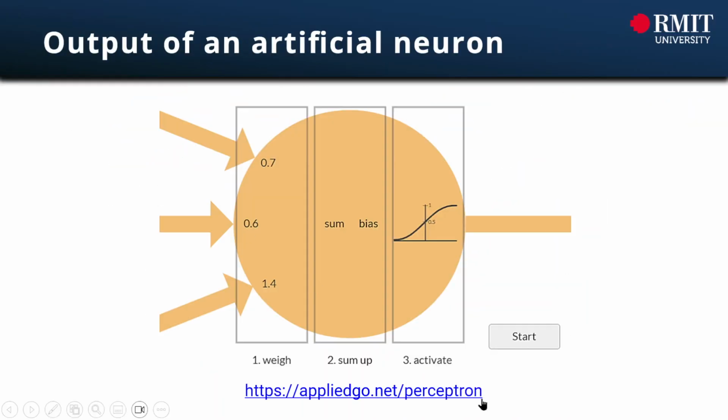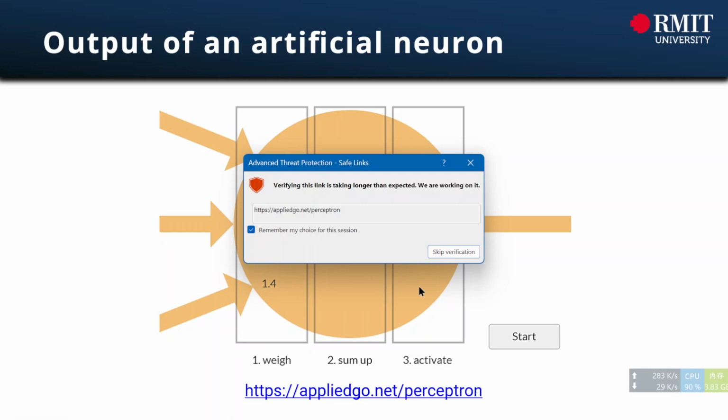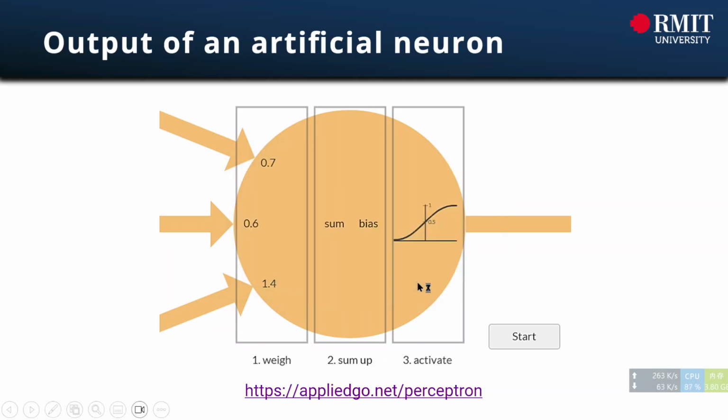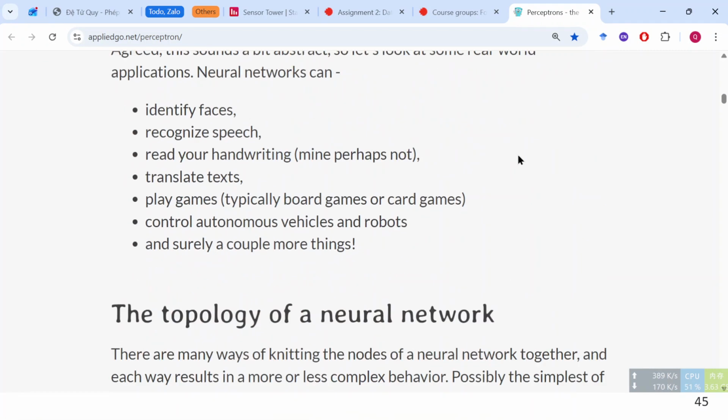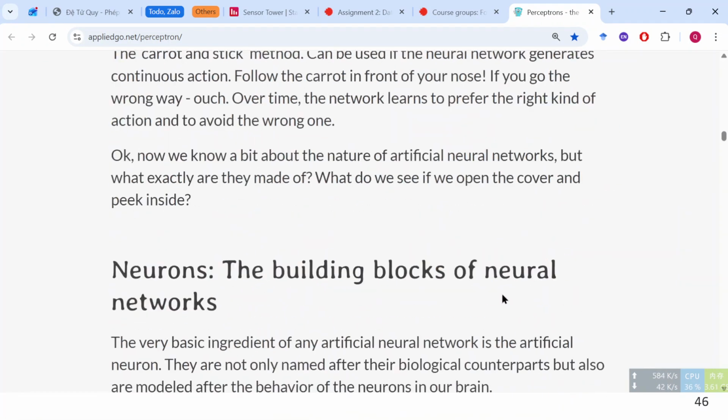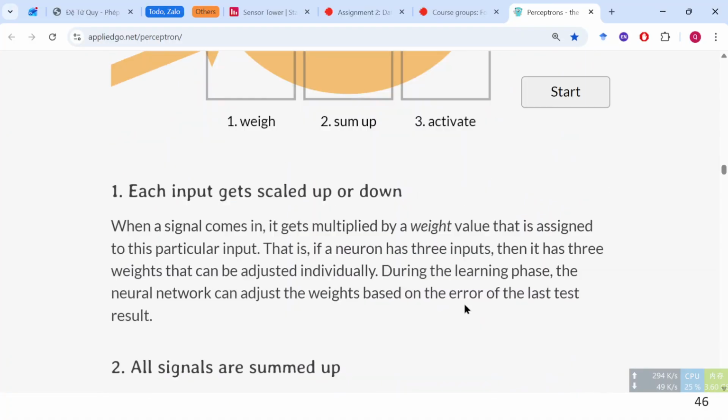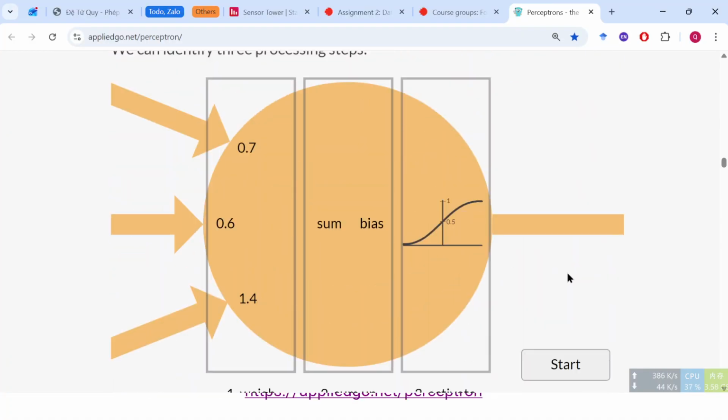If you want some animation, you can check this link. We do have animation like this one. I can show you quickly this. Okay, so you scroll down here. You will see how a single neuron computes the signal. So you can see here that it looks like the gatekeeper, right?